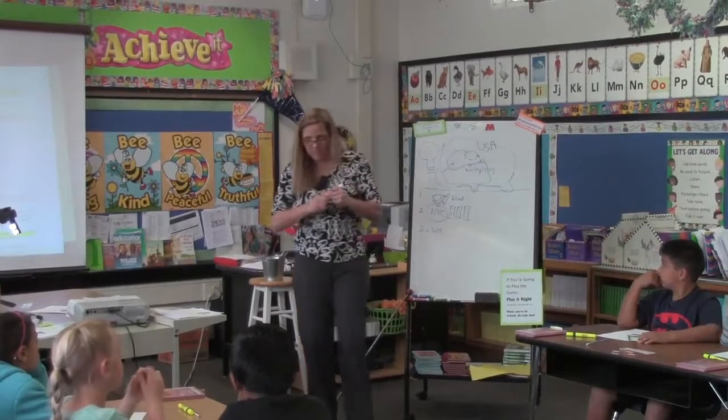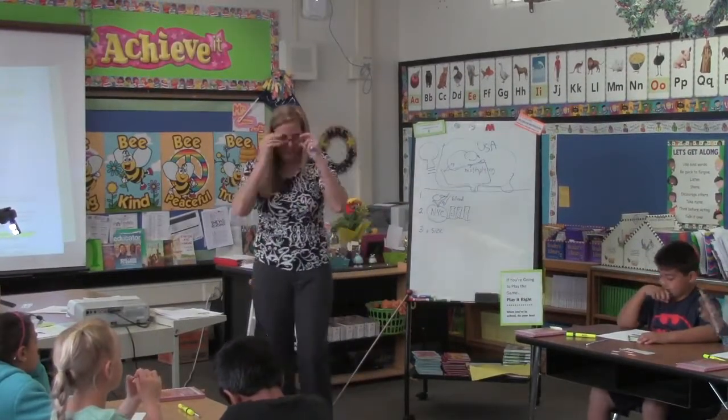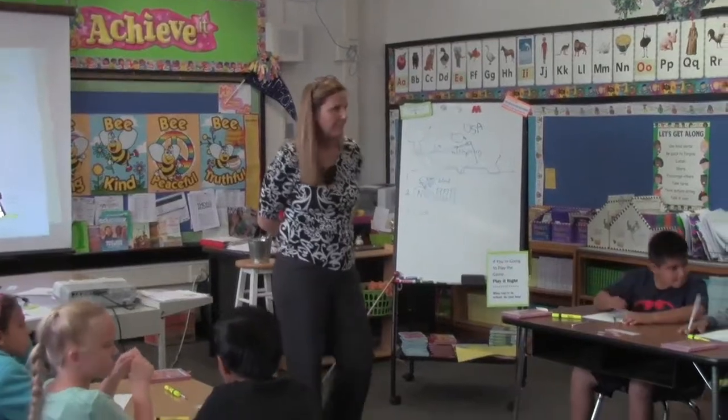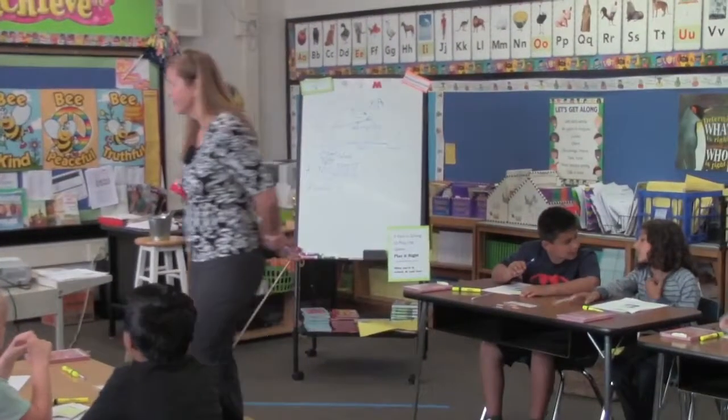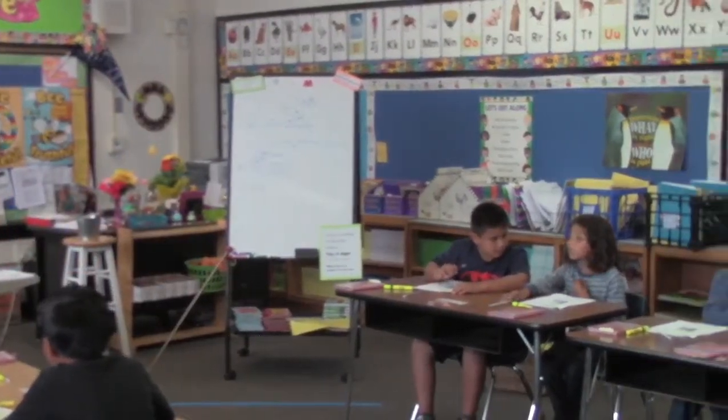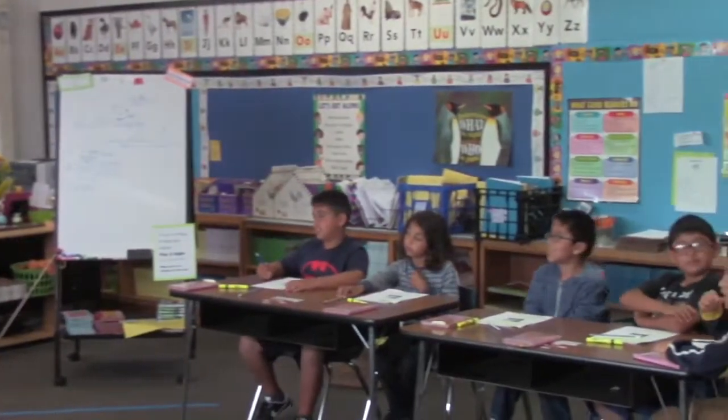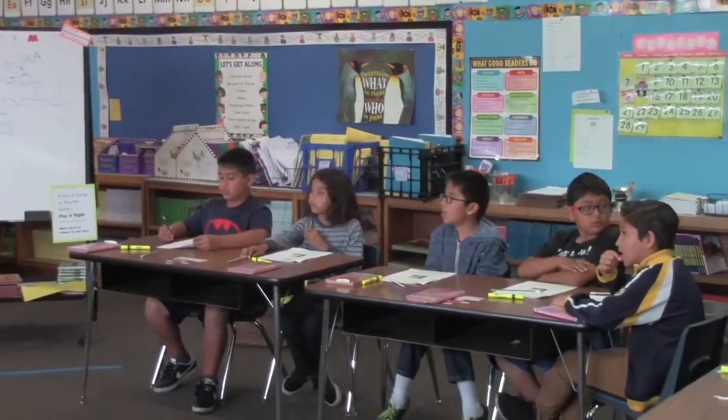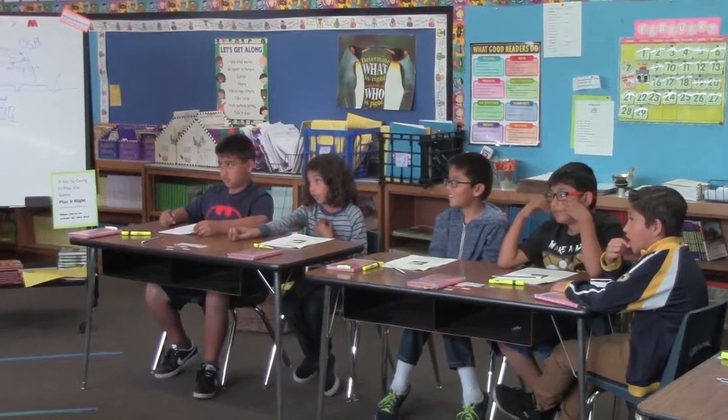Why does that matter if they're really hard to see? Why does that matter? Tell the person next to you why. Because they're small. And where are you sleeping? In your bed. And if they're really small, are you going to find them? No. They'll be sneaking. Ooh, you think they sneak?